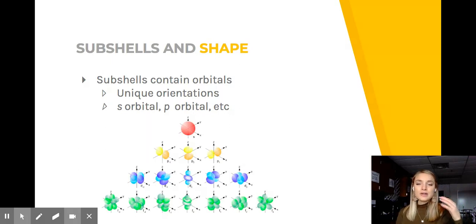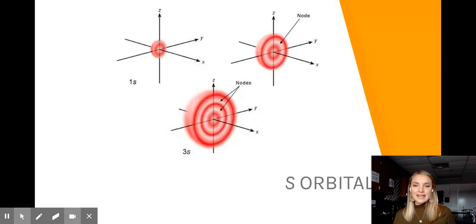Each of those subshells can have different unique orientations. And like I said, we might label them as the s orbital or the p orbital because of the shape of that particular subshell. The shape of the subshell determines the shape of the orbital. And then the orbital is that specific area where those 2 electrons might be found or have a higher probability of being found. First, we're going to take a look at the s orbital.